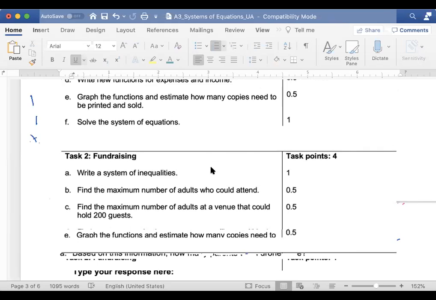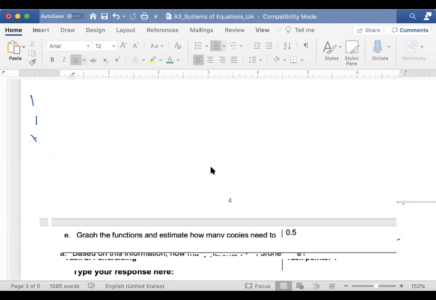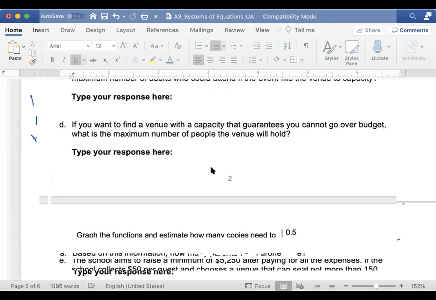So here's the rubric for how I'm going to grade it. If you followed along with me and then answered the final few questions on your own, you should get 100. Hope this was helpful.